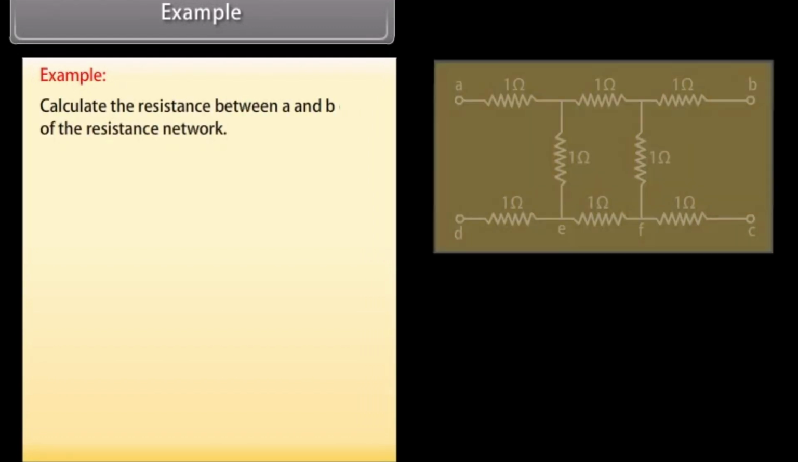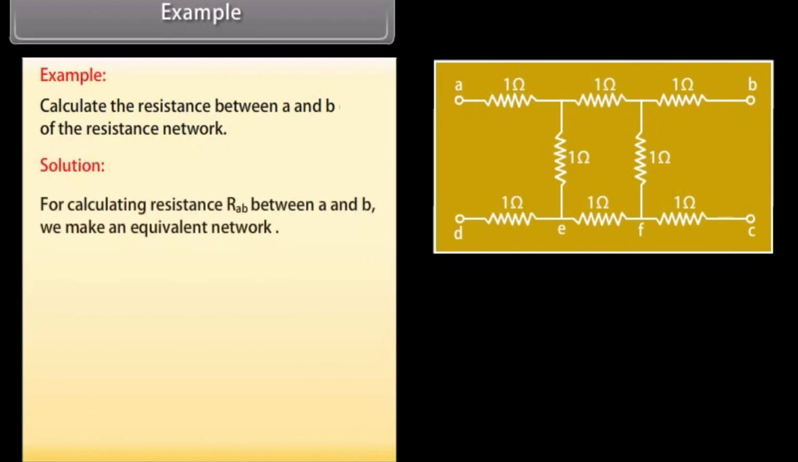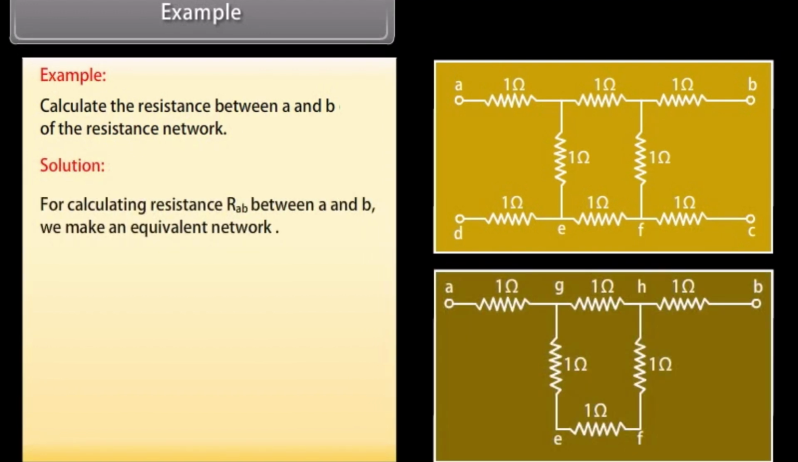Let's take an example on combination of resistors. Calculate the resistance between A and B of the resistance network shown in the given figure. Let's see the solution. For calculating resistance RAB between A and B, we make an equivalent network shown in figure.